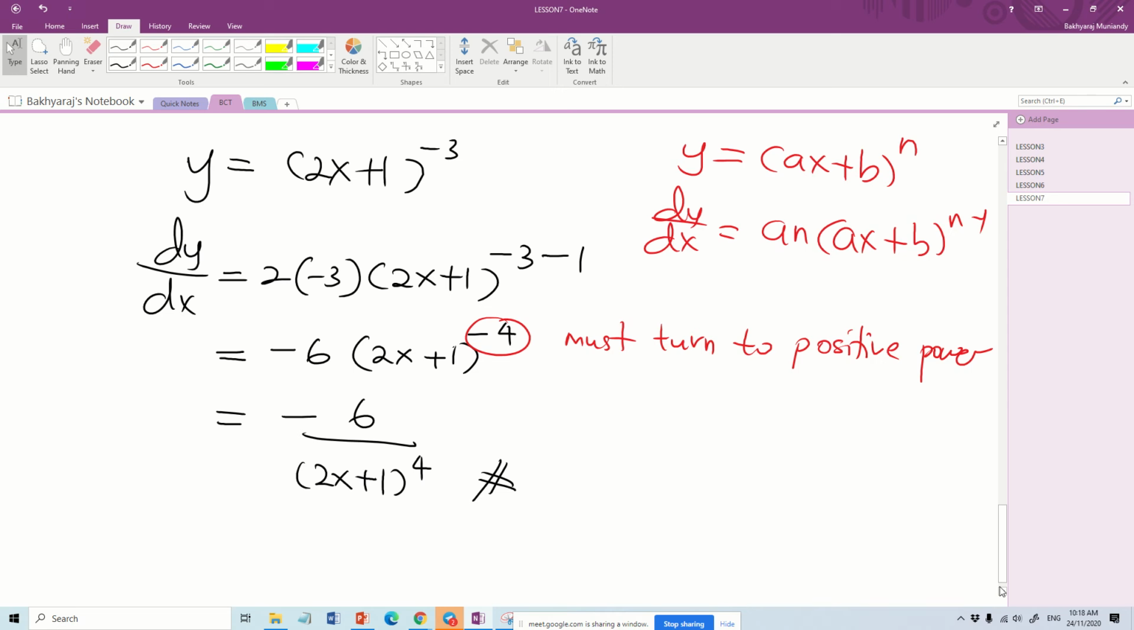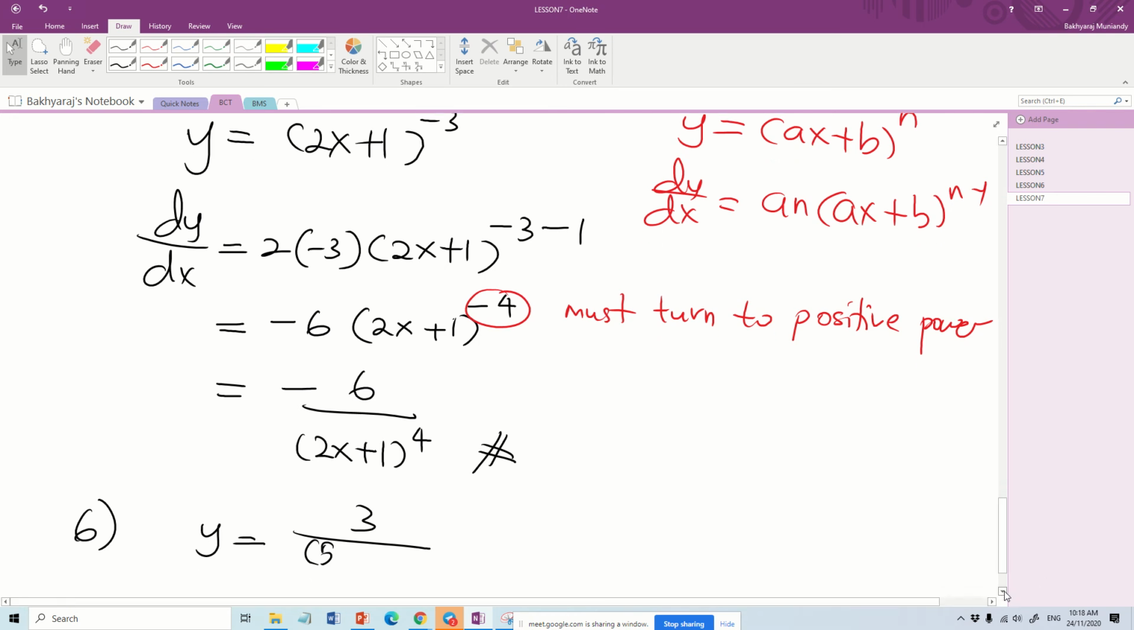Okay, I go with number 6. Okay, kita tengok macam mana nak selesai number 6. Okay, number 6 I have y equal 3 over 5x. Okay, 3 over 5x minus 1 power of 2.